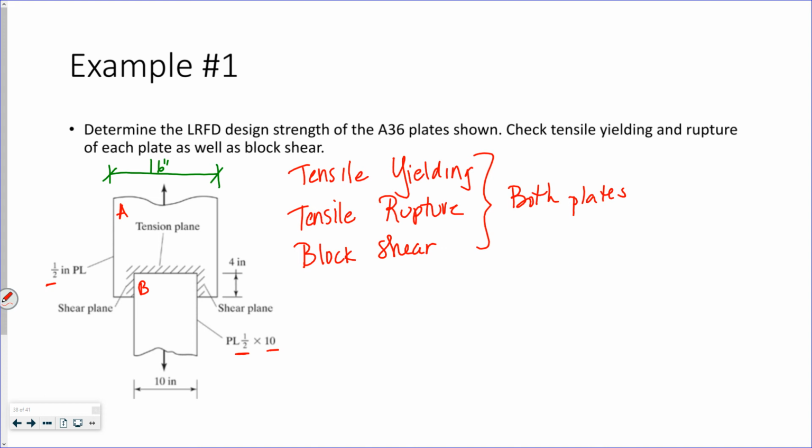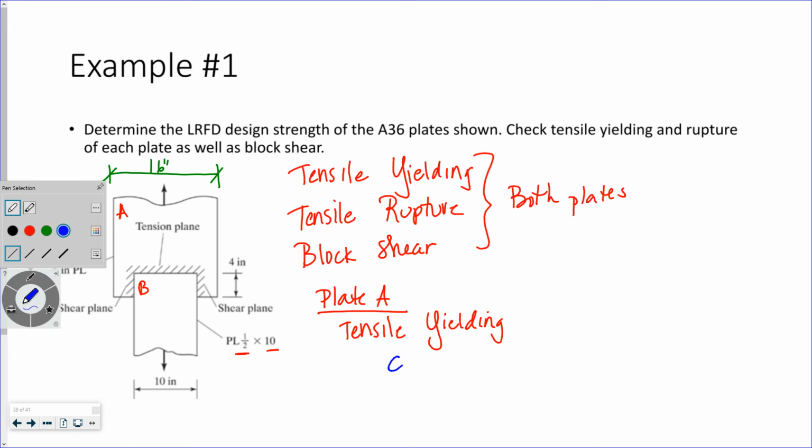Let's do A first. So if I go to chapter D, we have tensile yielding, which would be gross yielding on the cross section. Tensile yielding is phi Fy Ag.